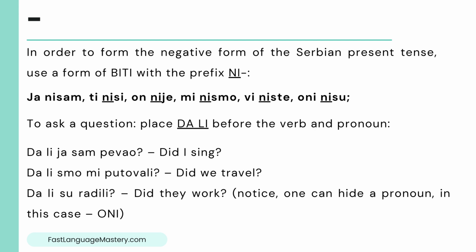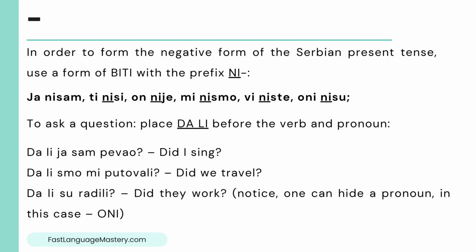And to ask a question, place da li before the verb and pronoun. And here are the examples. Da li ja sam pevao, did I sing? Or usually Serbians say just da li sam pevao without pronoun. Da li sam pevao, did I sing? Because sam means I am. This form of sam, conjugation of to be, refers to ja. That's why. Da li ja sam pevao, did I sing? Or da li sam pevao, did I sing?